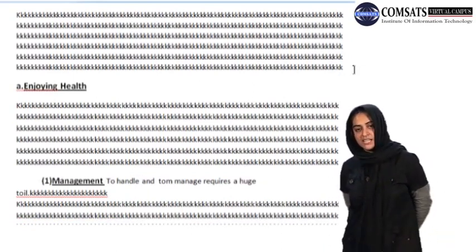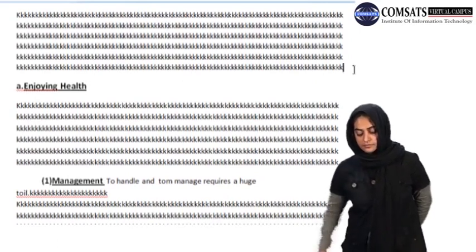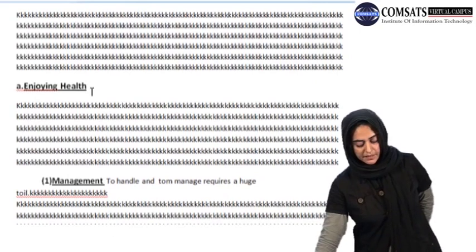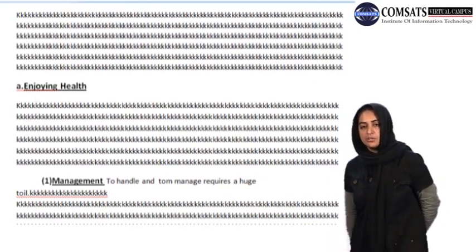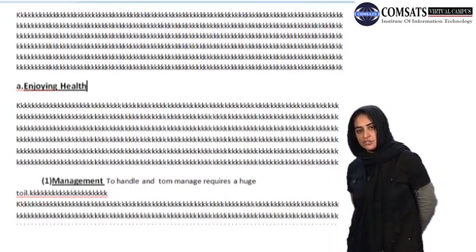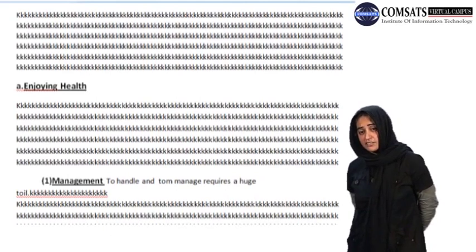Dear students, it is towards the left margin of the page. Here the cursor is blinking. The heading is Enjoying Health. As you can see on the screen, it is towards the left margin of the page. It has the first letter of all the words capital, one line space above it, one line space below it, and it is underlined. This is the positioning, format and style of the third degree of heading.